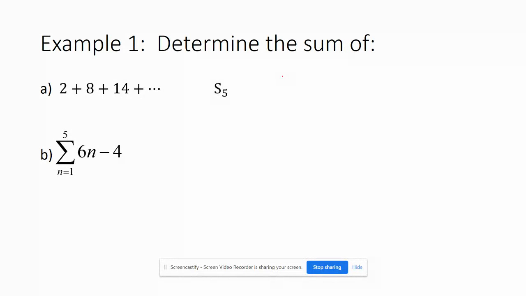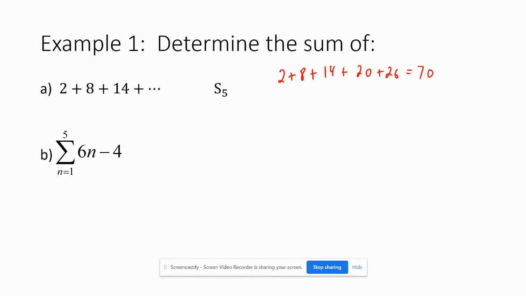Well, first of all, guys, we don't really need a formula for this question. For S5, I'm just going to extend this series for 2 more terms. This is just adding 5 numbers up in our calculator. So we have 2 plus 8 plus 14 plus 20 plus 26 equals 70.